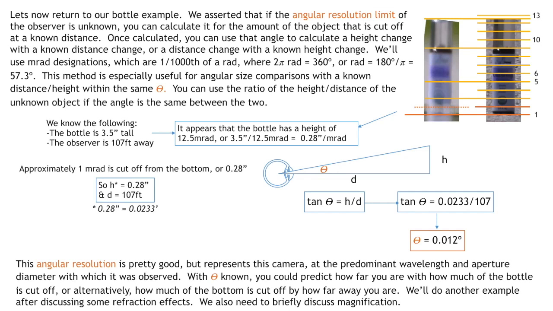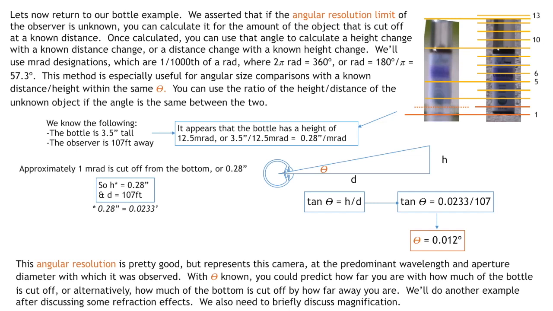Let's say we know the bottle is 3.5 inches tall and the observer is 107 feet away. It appears that the bottle has a height of about 12.5 milliradians, or 3.5 inches per 12.5 milliradians, which comes out to 0.28 inches per MRAD. So again, these designations were somewhat arbitrary. I just took the amount that appeared to be cut off as 1 unit, and I stratified them up from there, and you can do the math from that point. Approximately 1 MRAD is cut off from the bottom, or 0.28 inches.